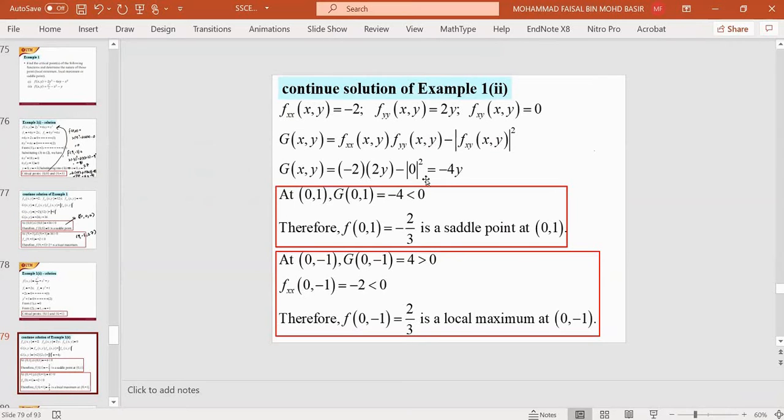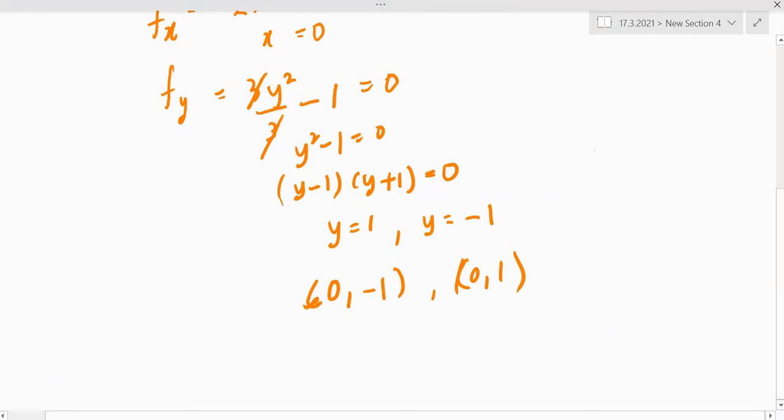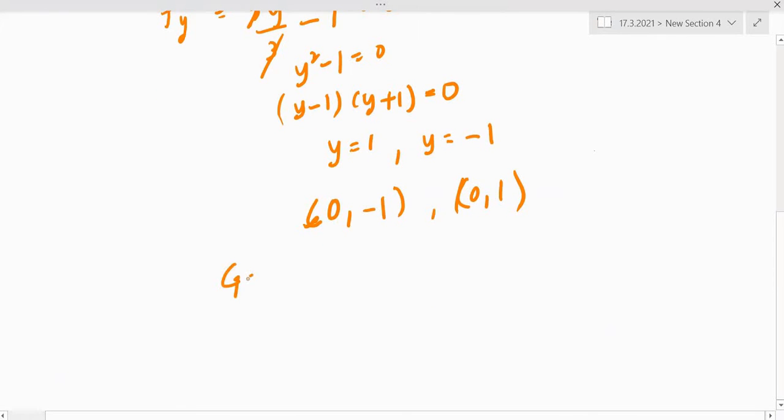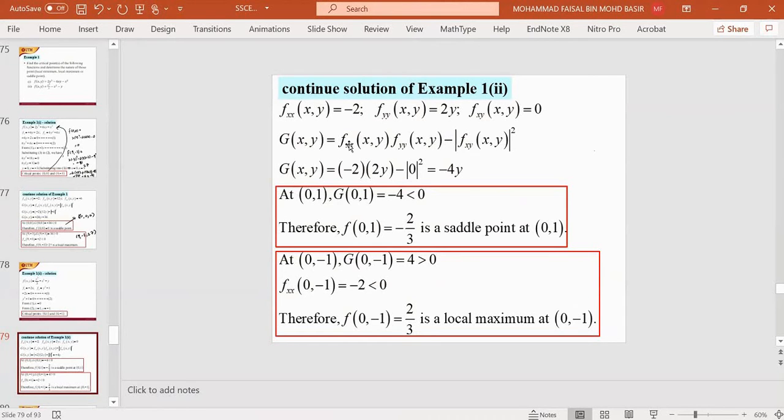Okay, next you find the g, right? So what is the formula? fxx times fyy minus fxy squared. You check the formula. Make sure you remember the formula: fxx, fyy, fxy. Try to find them first.